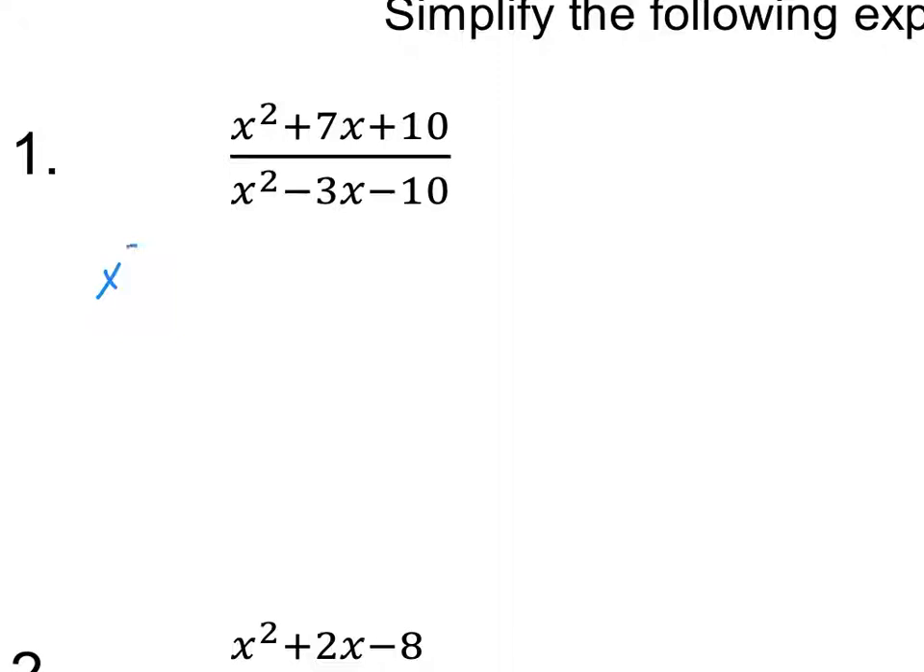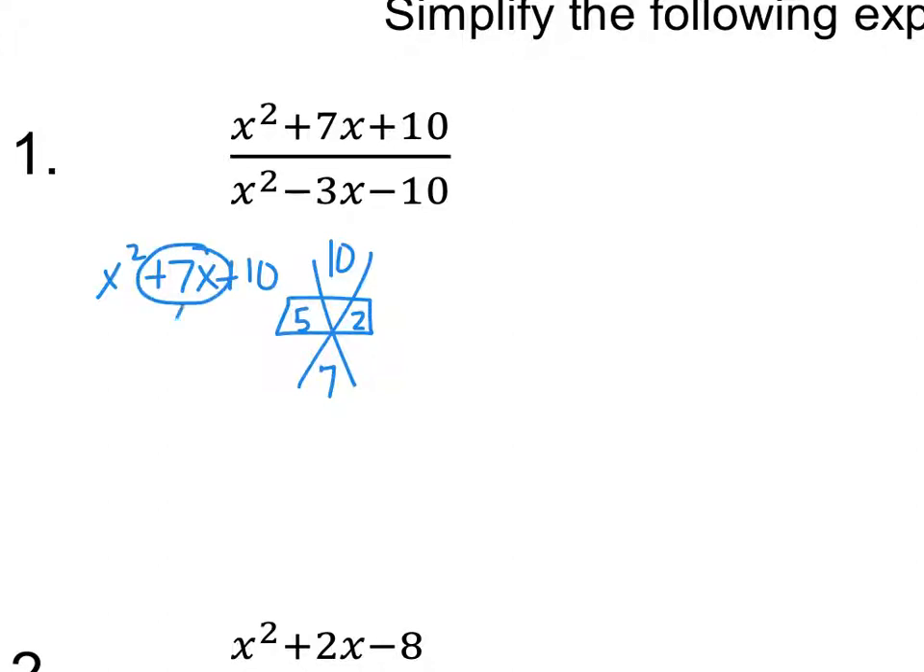I've got x squared plus 7x plus 10. So I want to use my product sum. A times c is 10. I need factors of 10 that add to 7. Well, that happens to be 5 and 2. So I'm going to replace this with the 5x and the 2x.